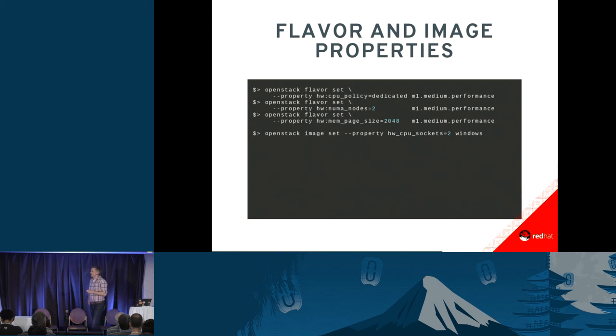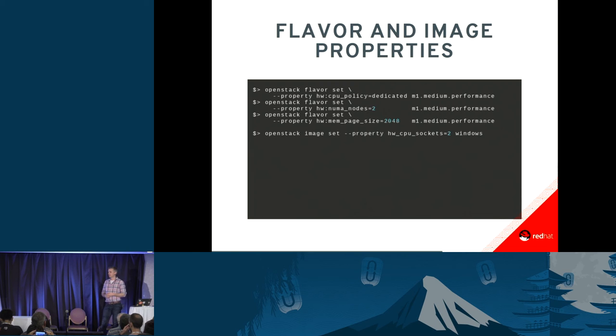So what you see here is three different instance type properties. One is called CPU policy, and we can basically say that the physical CPUs should be dedicated to the virtual CPUs, which is one of the things I asked for. We can also say how many NUMA nodes we want, and we can also say what host memory page size we want.